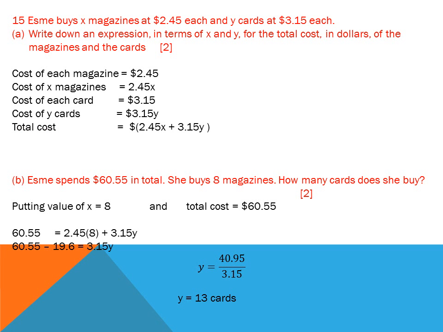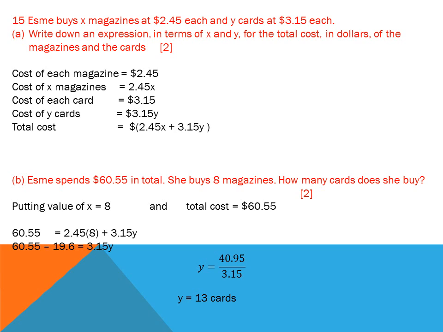In question number 15, Esme buys x magazines at $2.45 each and y cards at $3.15 each. Write down an expression in terms of x and y for the total cost. It means x magazines at $2.45 each. If the cost of one magazine is $2.45, then the cost of x magazines should be 2.45x. Similarly, the cost of y cards should be 3.15y. So the total cost, we add these two values, 2.45x + 3.15y.